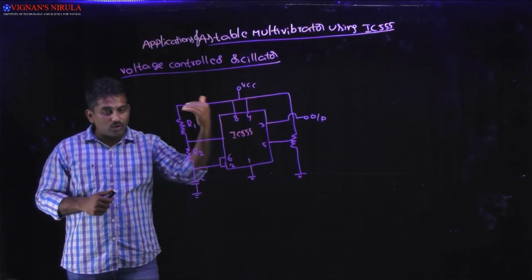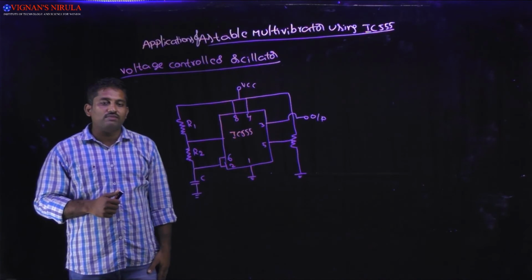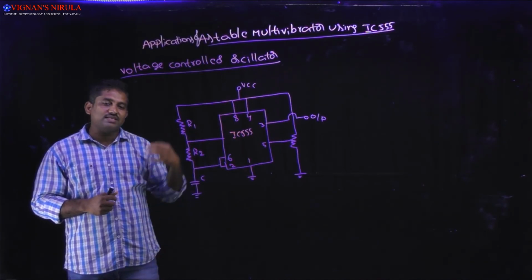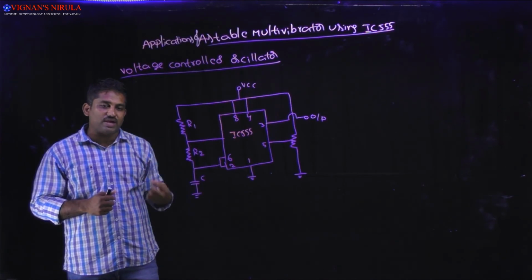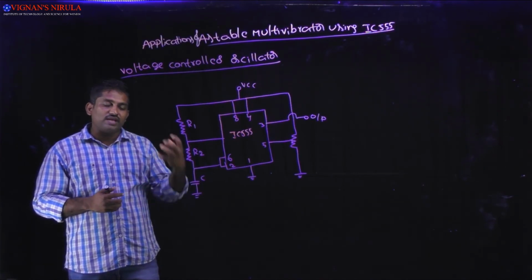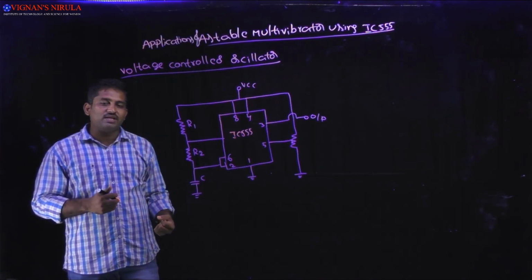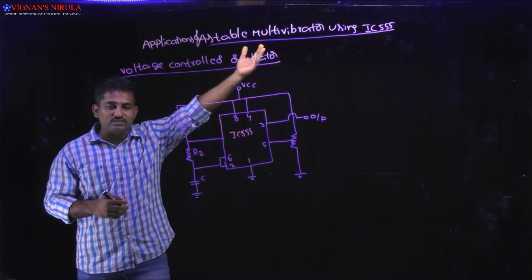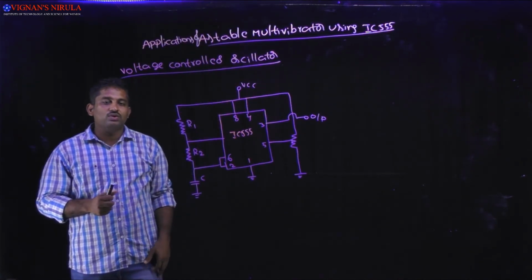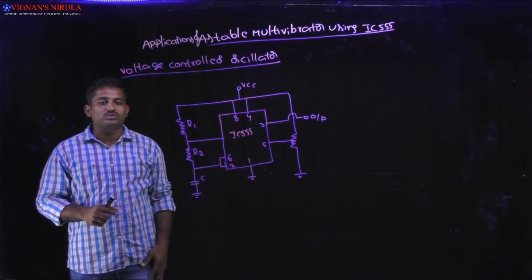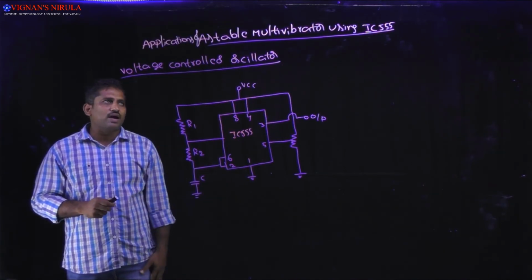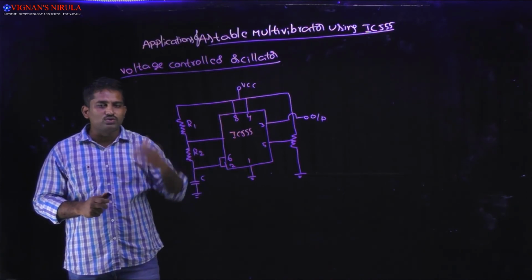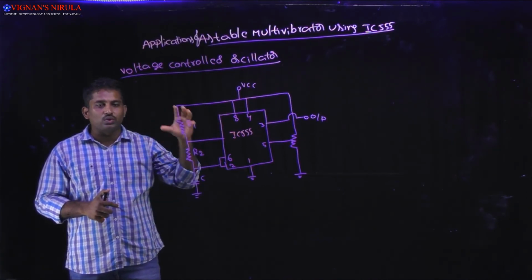If the modulating signal is low, then what happens? It takes less time to charge the capacitor as well as discharge the capacitor. And if the time period is less, then what happens? Obviously the frequency will be high. So this is the way we generate variable frequencies. That's why the astable multivibrator is used as a voltage controlled oscillator.